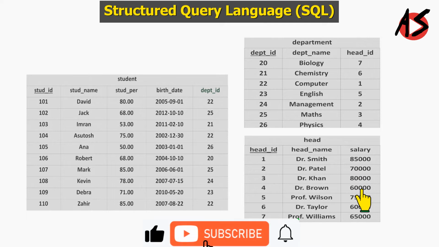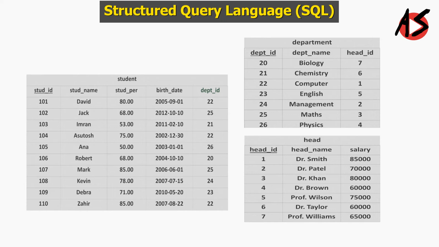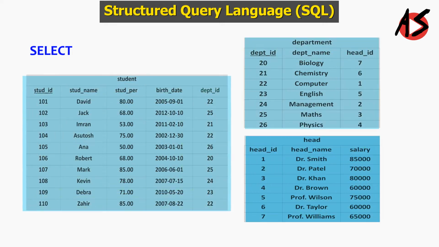Today we will visualize how the select statement works in SQL. The select statement is used to select data from the database. So we can execute a query like select. That means we want to select data. Star or asterisk means we want to select all the columns.